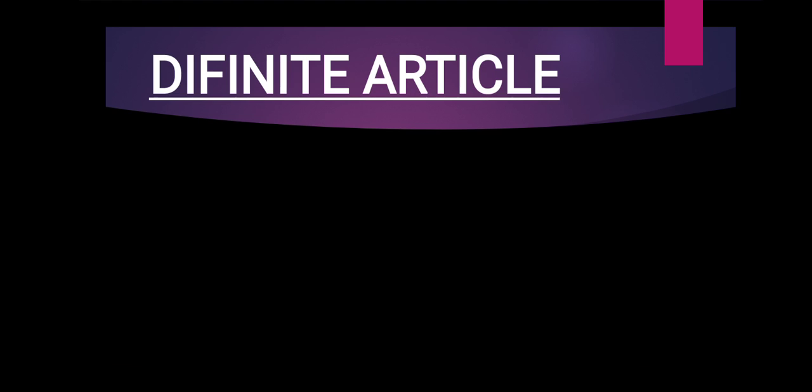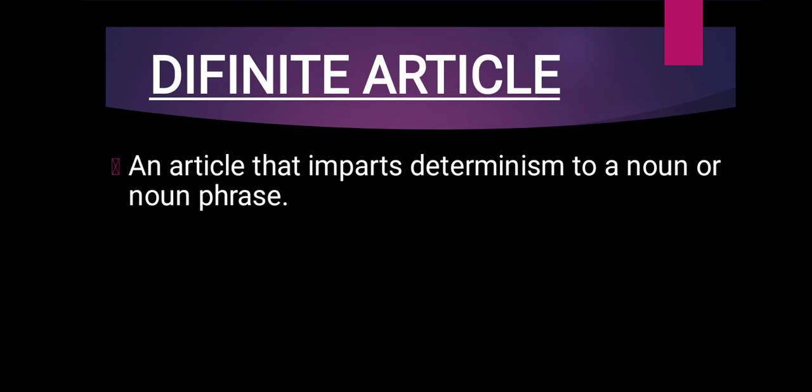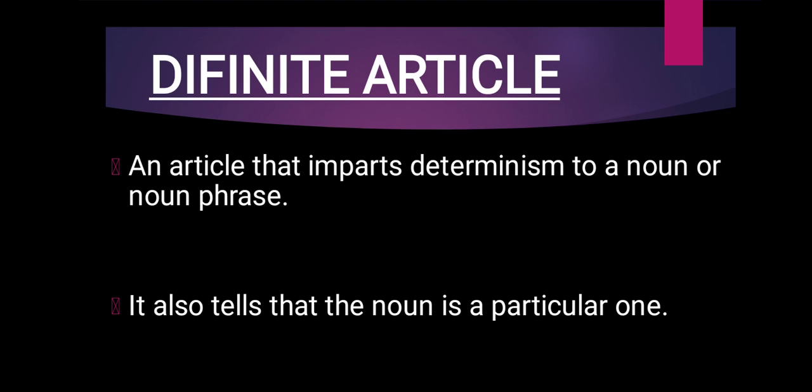The definite article is something that imparts determinism to a noun or a noun phrase, and it also tells that the noun is a particular one. It means that it is used with a noun to make it special, or agreeably considered special for the speaker or writer and for the listener or reader of the text. There are different rules for using the article "the" before different nouns.